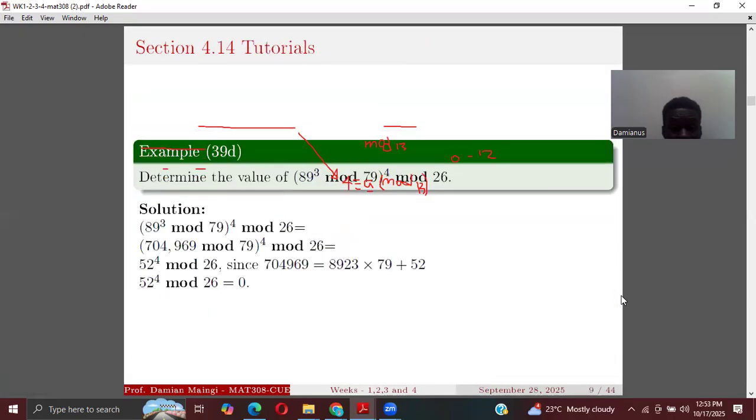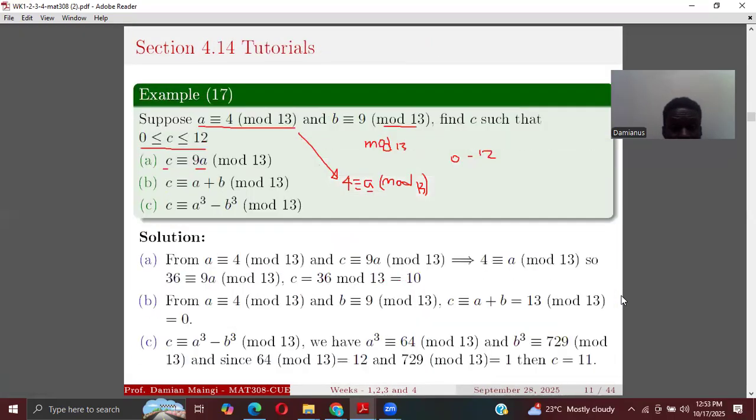So in this case, I want to make this A into 9, so all I do is multiply. If I multiply by 9, this side I'll have 9A mod 13, right?